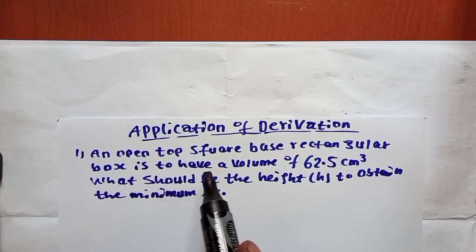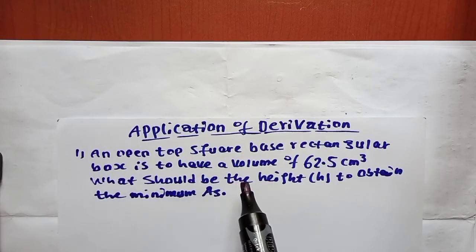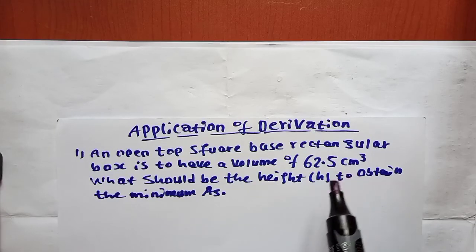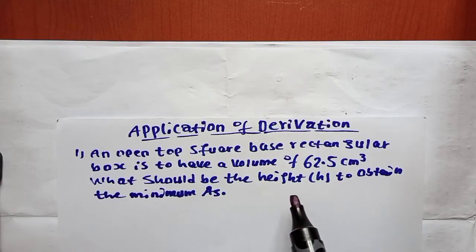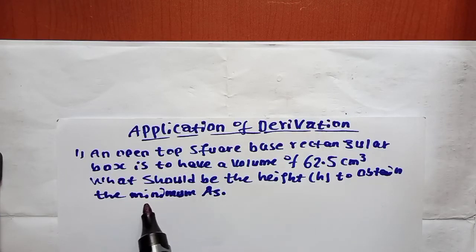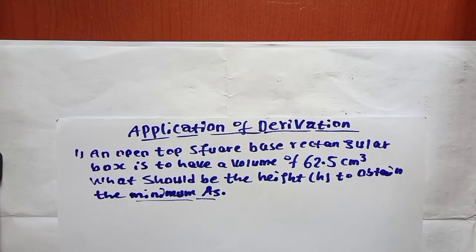Number 1. An open top surface based rectangular box is to have a volume of 62.5 centimeter cube. What should be the height h to obtain the minimum surface area, or AS?